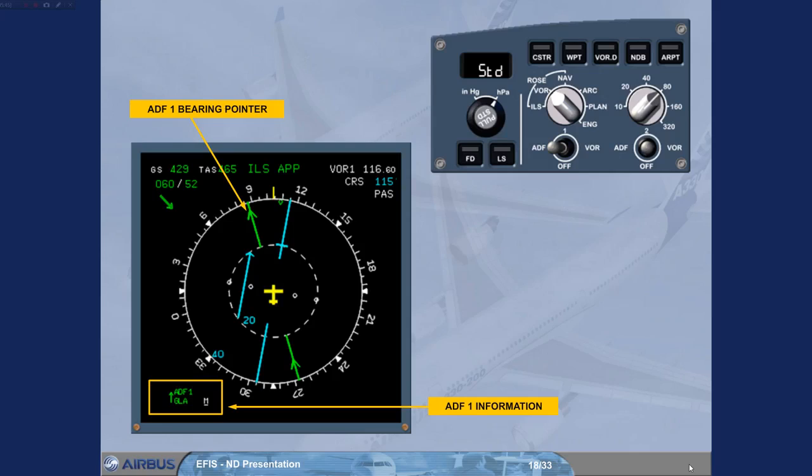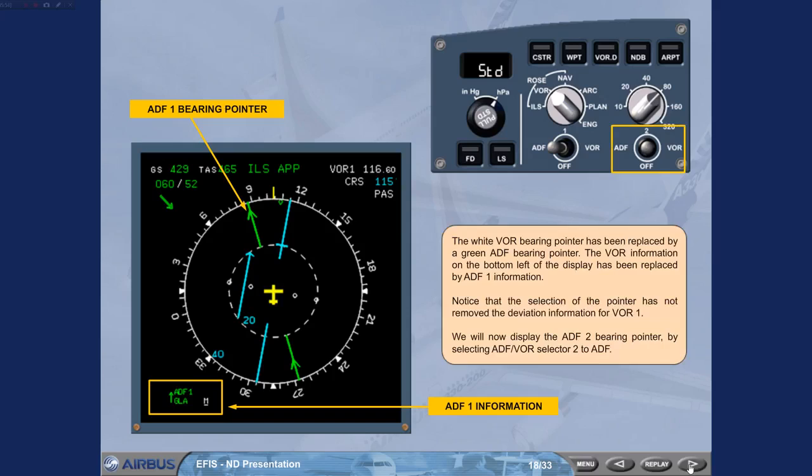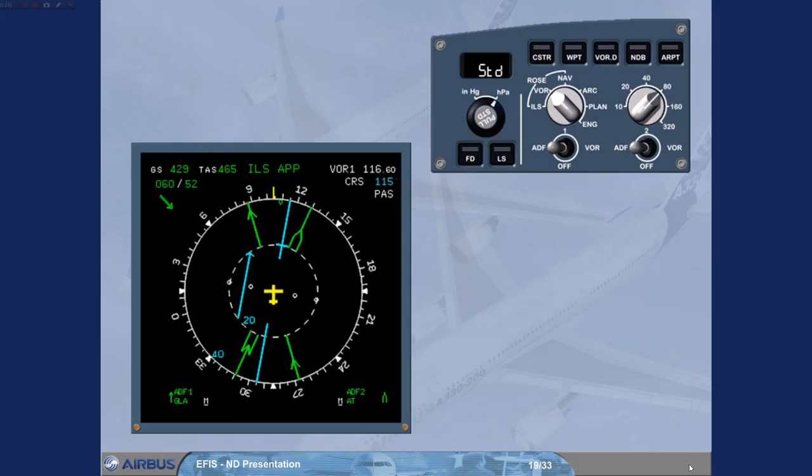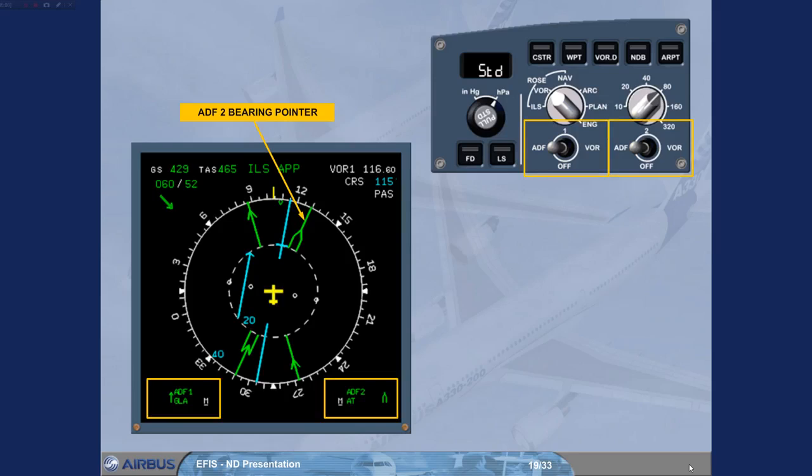We will now display the ADF2 bearing pointer by selecting ADF VOR selector 2 to ADF. The ADF2 bearing pointer is now displayed, represented by a double lined arrow. At the bottom of the display, there is information on the selected nav aids. Notice that, in common with most things on the aircraft, it is number 1 on the left and number 2 on the right.